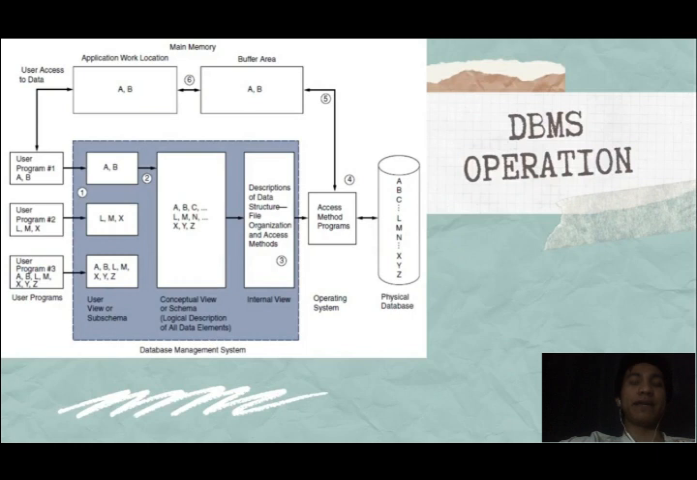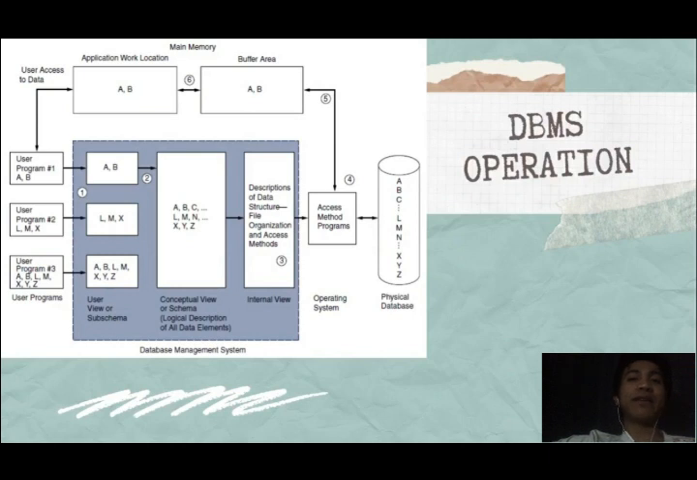from the physical database. Step 5. The operating system then stores the data in a main memory buffer area managed by the DBMS. Step 6. The DBMS transfers the data to the user's work location in main memory. At this point, the user's program is free to access and manipulate the data.